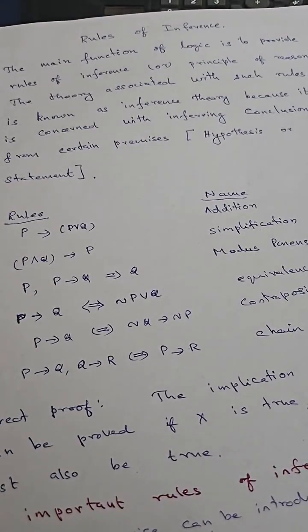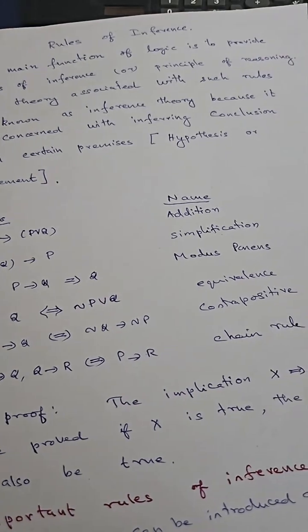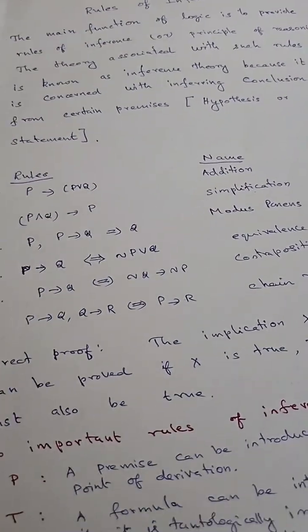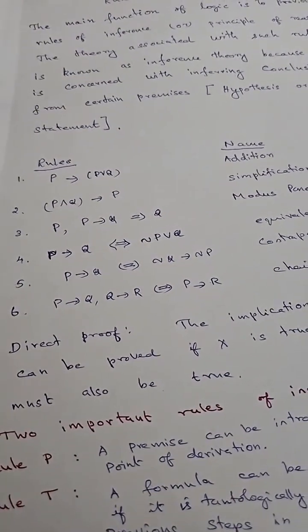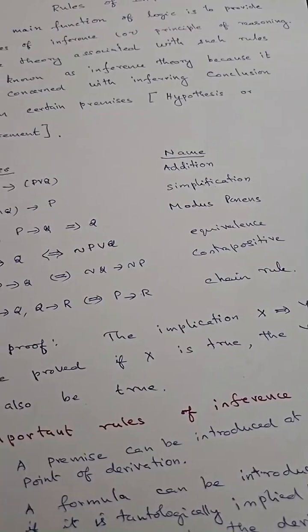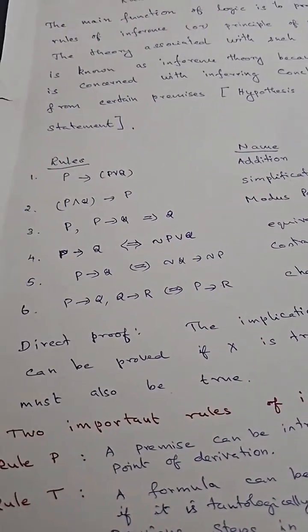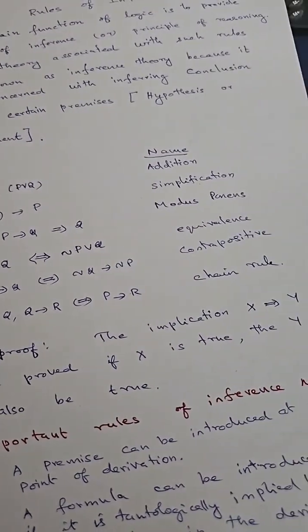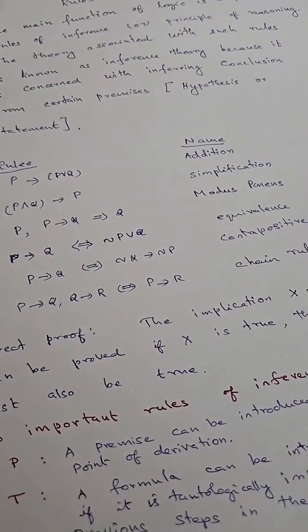If P implies Q is true and Q implies R is true, then this is equivalent to P implies R. This we call the chain rule. Next, we see about direct proof. The implication X implies Y, that is, if X is true, then Y must be true.